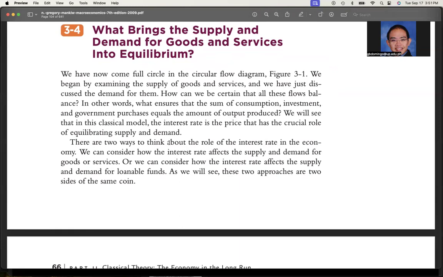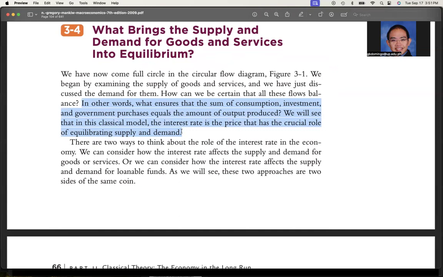Well, it's not two ways of doing this. What you've seen here is what we need to answer is this question. In other words, what ensures that the sum of consumption, investment, and government purchases equals the amount of output produced, right? Why is Y equal to C, I, and G?